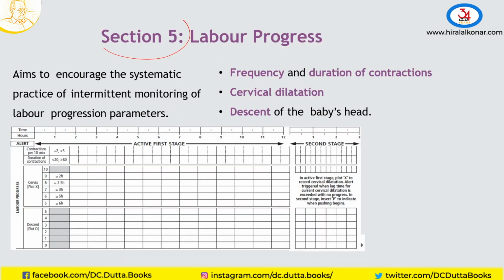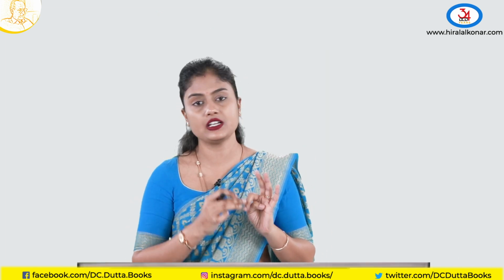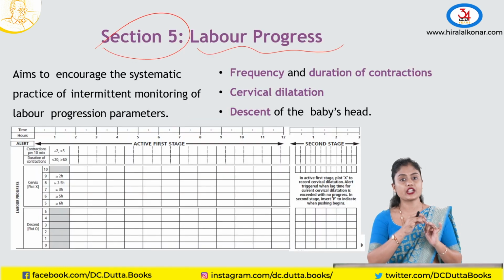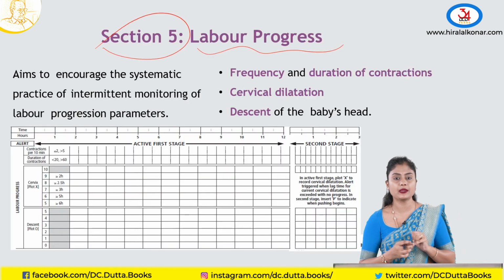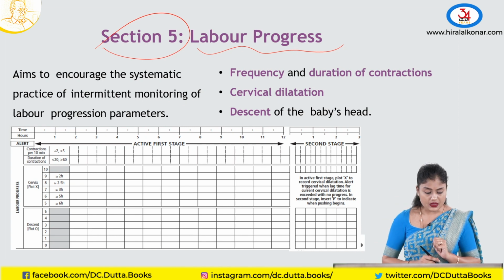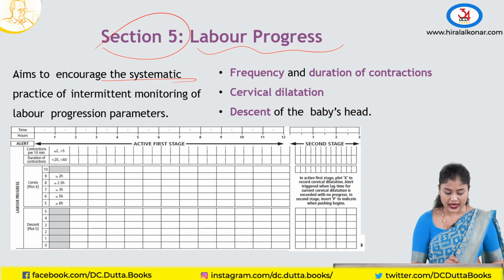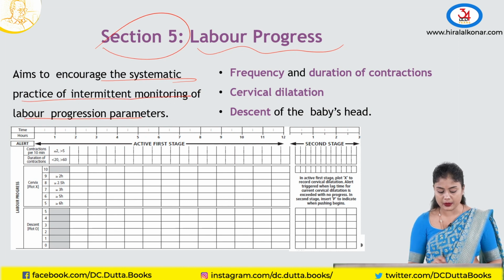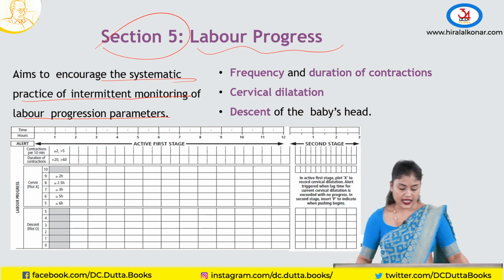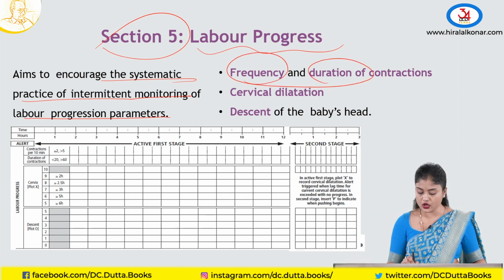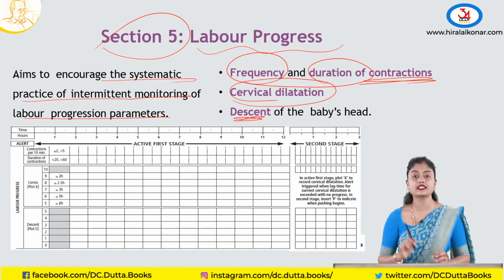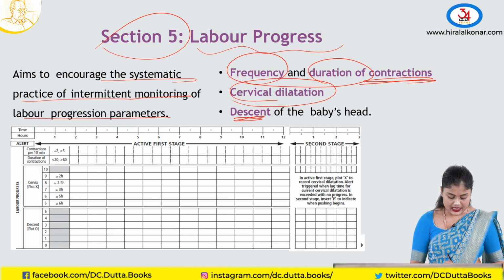Coming to Section 5 of the labor care guide, that is labor progress. Now, you have taken the initial details of the baby, given her supportive care, checked the baby, and checked the mother. Now, coming to the fifth and the main important section, the labor progress. It aims to encourage systematic practice of intermittent monitoring of labor progress parameters like frequency and duration of contractions, cervical dilatation and descent of the baby's head. So, here you can see this is the dilatation: 5, 6, 7, 8 centimeters.